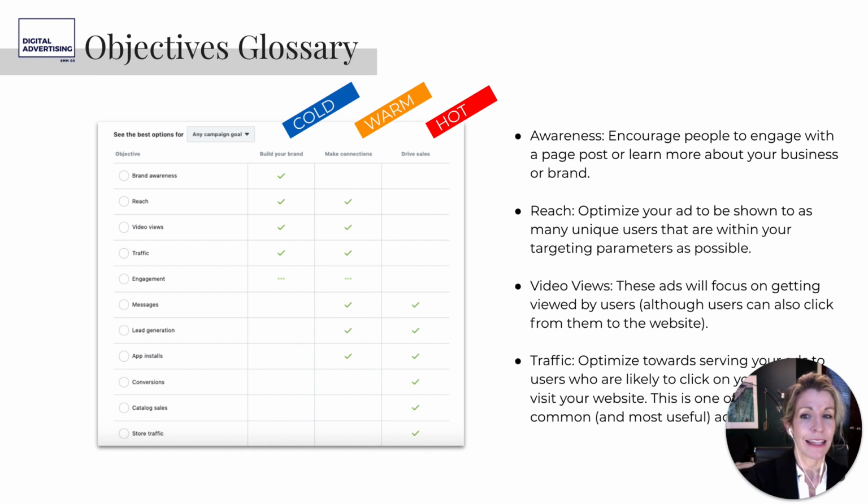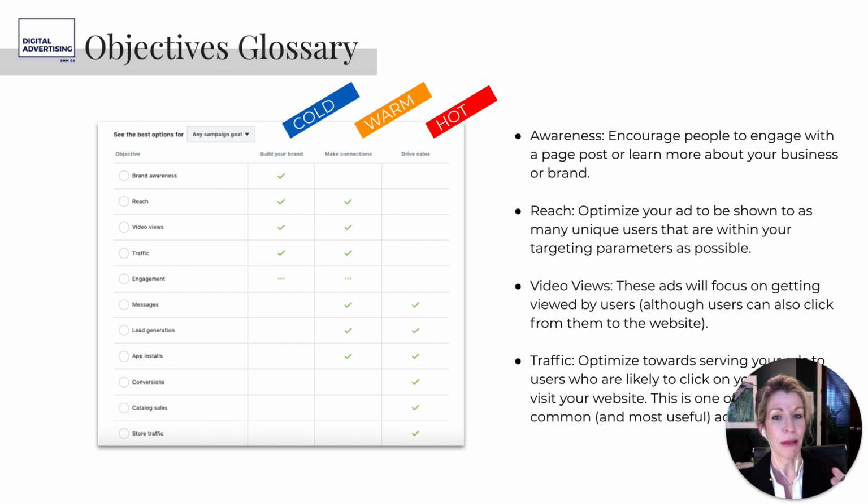So if we look at the objectives glossary, you can see the objective options on the left column there. And then we see what Facebook has determined are some categories of where and when to use those objectives. So they're calling it build your brand. We call it cold ads.